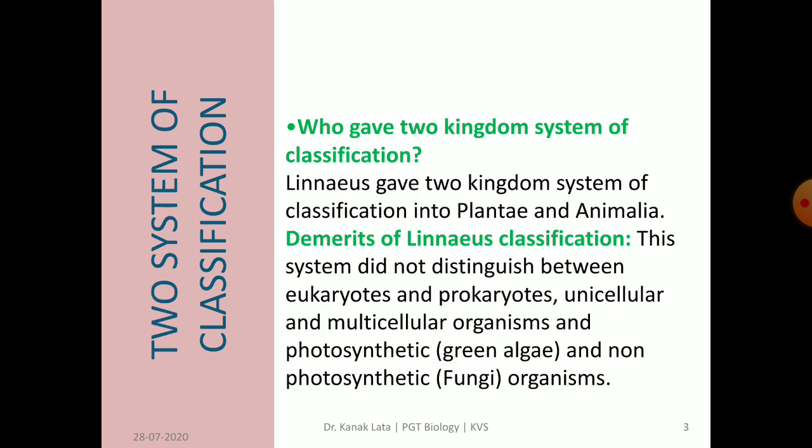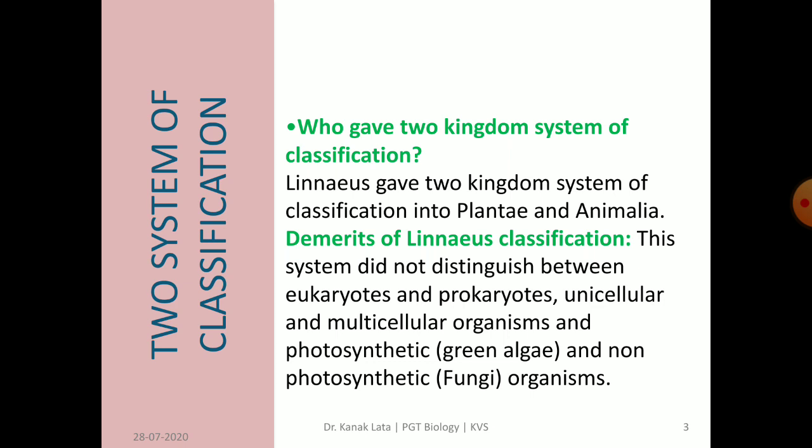After that, Linnaeus gave the two kingdom system of classification. He divided the whole living organisms into two groups, that is Plantae and Animalia. What are the two? That is Plantae and Animalia. But there were some demerits of this classification. So let us see what were the demerits of this classification.